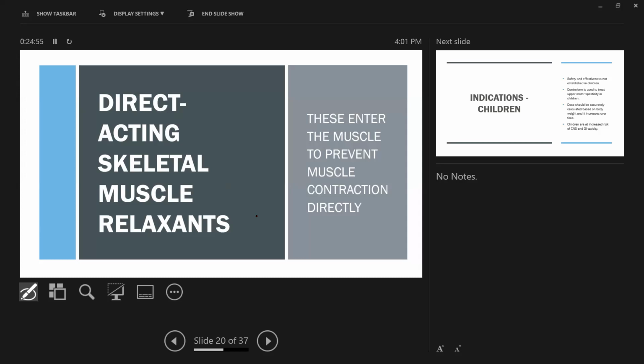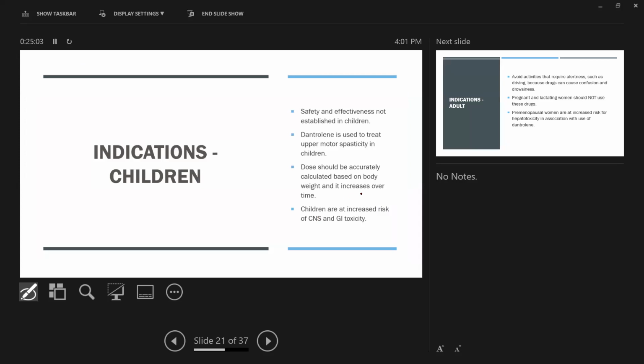For direct acting skeletal muscle relaxants, it's pretty much the same thing. So dantrolene is used in kids to treat upper motor spasticity. The dose in kids will be by weight. Kids are at increased risk for CNS and GI toxicity, so watch those side effects definitely. By calculating the right dose, you should be able to establish the dose and use that drug safely in children.